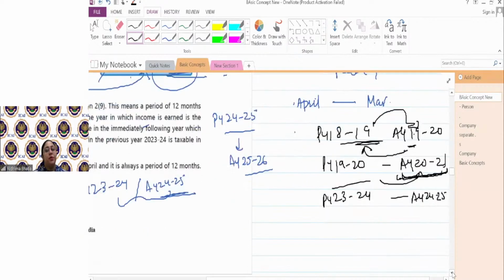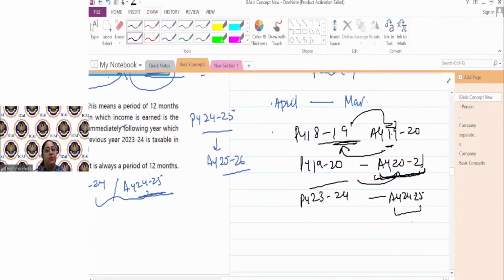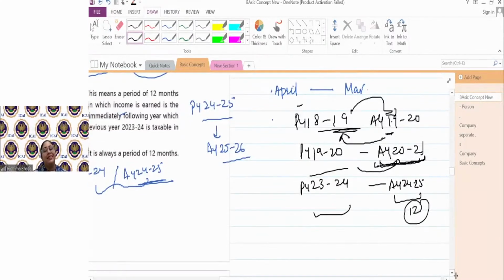Assessment year would always be a 12-month period, guys, starting from April, which immediately follows the end of the previous year, and would end in March. But a previous year can be for a period of less than 12 months. A question can come, can an assessment year be a period of less than 12 months? No, it would always be a 12-month period. But can a previous year be less than 12 months? Yes. If a business is newly started, then the previous year would begin from the date when the business has started, because it's all about earning income.